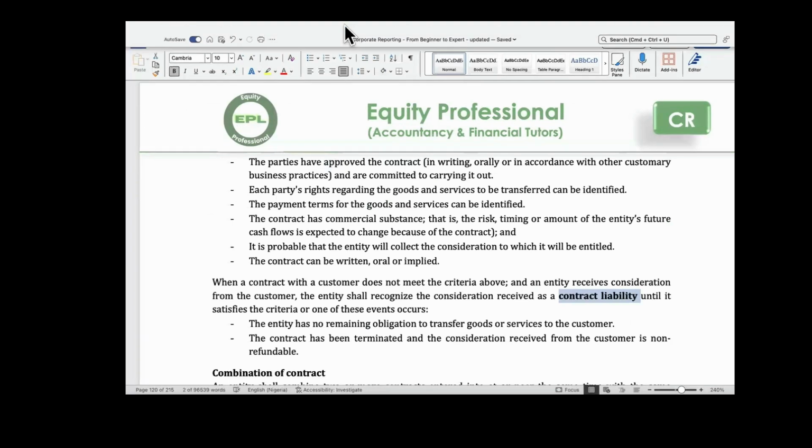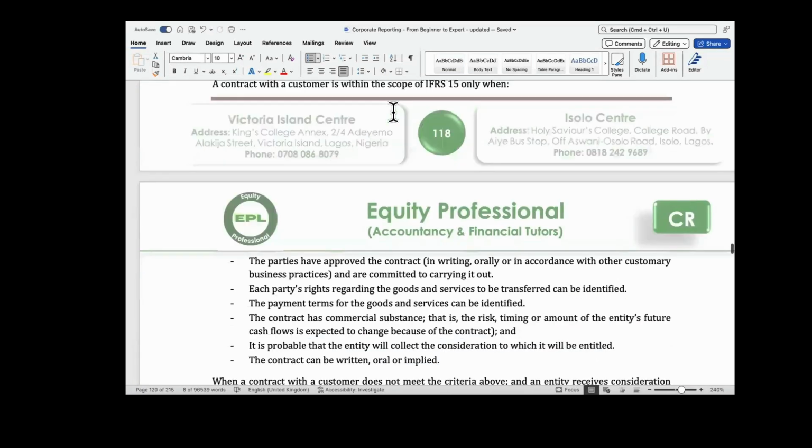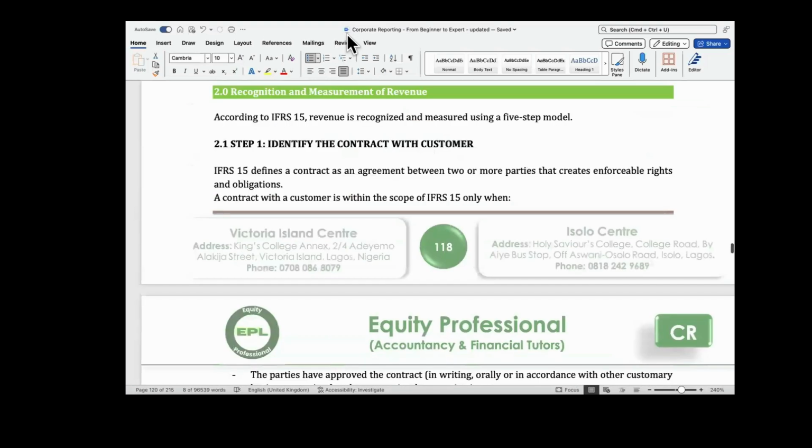However, if it now happens that you collected the money and, for whatever reason, you have no remaining obligation to transfer any goods, or the money you collected is non-refundable because the contract has been terminated, in those cases, then you can recognize revenue. Good for you. That means that money is free money for you. So you recognize revenue and you move on.